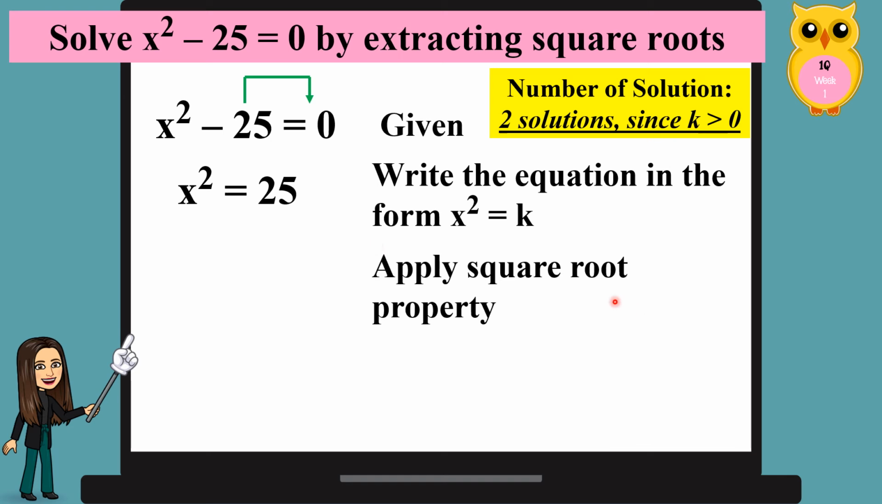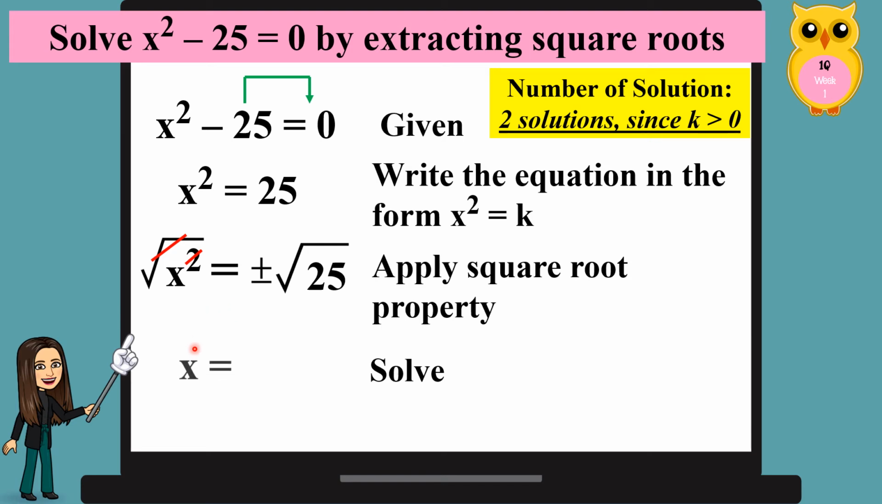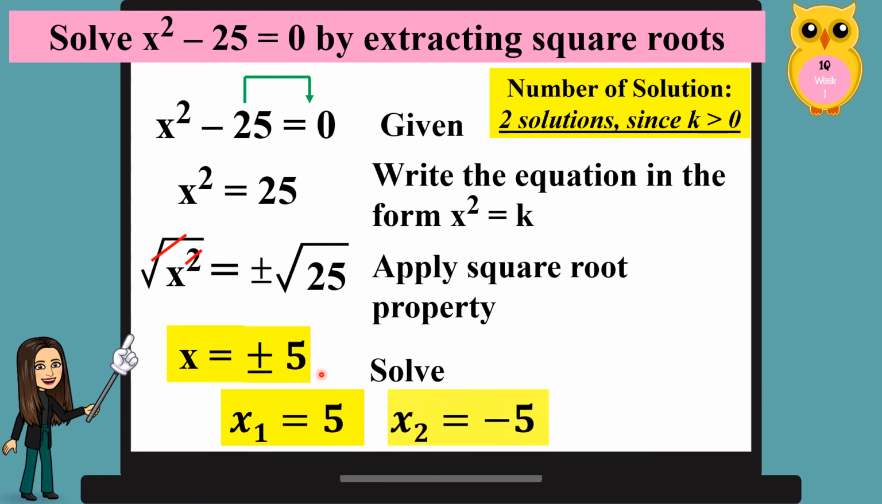Next, applying the square root property. So you have here x squared is equal to 25. So lagay po natin ang ating radical sign. So let us now solve. You have here x is equal to, what is the square root of 25? Very good. The square root of 25 is positive negative 5. So again, it has 2 solutions, which are positive 5 and negative 5. Okay, so I hope nasusundan po kung paano tayo mag-solve ng quadratic equation by extracting square roots.